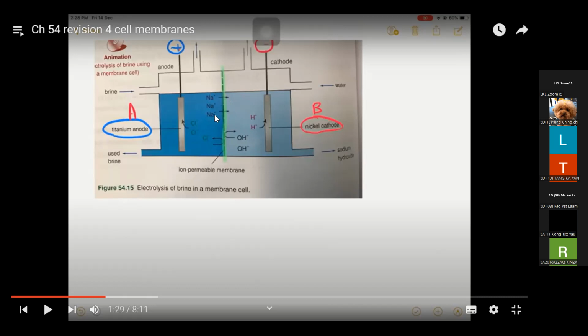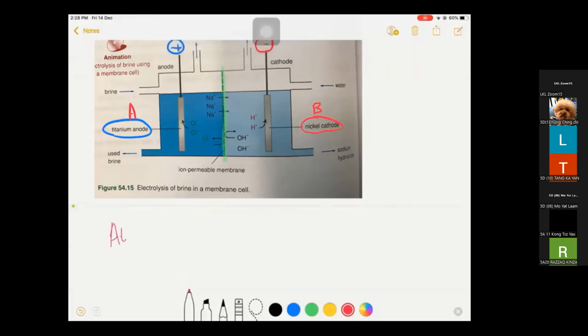And moreover, we have to talk about the directions of the movement. Now we have sodium ions moving from the anodic compartment to the cathodic compartment. This is useful, and I will give you a summary of the whole thing later, because it has been examined several times. Right. Okay, so let's start. First of all, let's talk about A. A is the titanium anode.